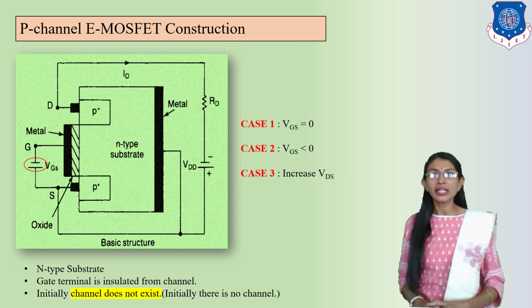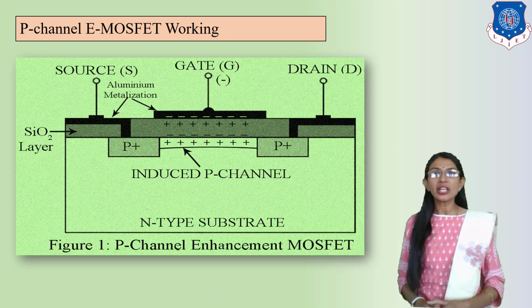See, this is the VGS minus VGS. The negative battery terminal is connected with the gate terminal, which is insulated from the channel. There is no metallic contact between the gate terminal and the substrate. This is the P-channel E-MOSFET working diagram. If I want to explain the detailed working, look at this.